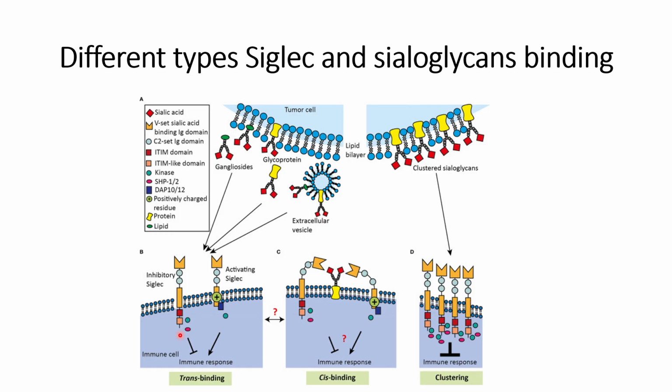Trans-binding means that the Siglec and its ligand, or Sialoglycans, are from two different sources. So in this case, the Sialoglycans can be from the tumors. Once it interacts with this Siglec, whether it's an inhibitory Siglec or an activating Siglec, it will trigger the corresponding signals. In this case, the activating signals are usually a positive charge, whereas inhibitory signals do not have that positive charge.